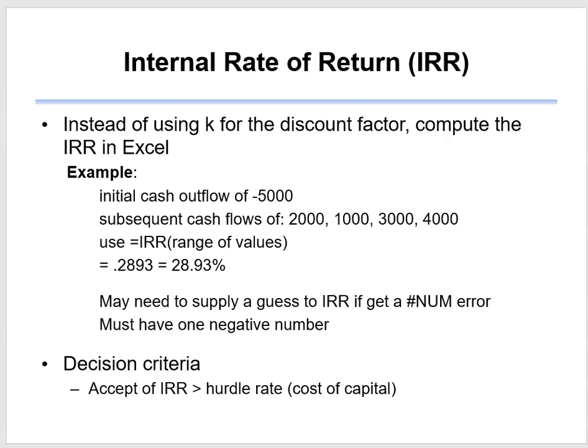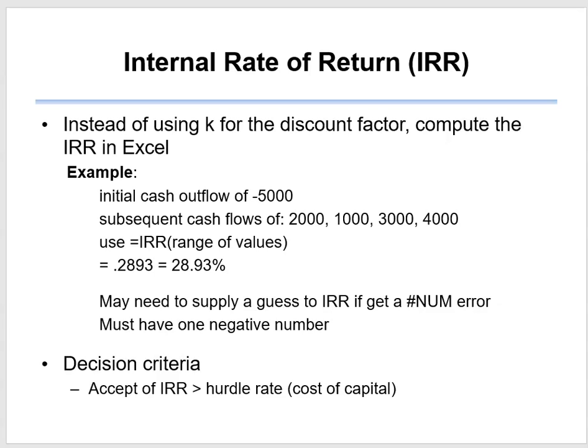Now, we look at the different cash flows in each period. We'll have a minus 5,000 in this example, followed by 2,000, 1,000, 3,000, 4,000. If we put that in a range, and I'll show you in another video how to do that in Excel, you come up with 28.93%. That's a great return, right?